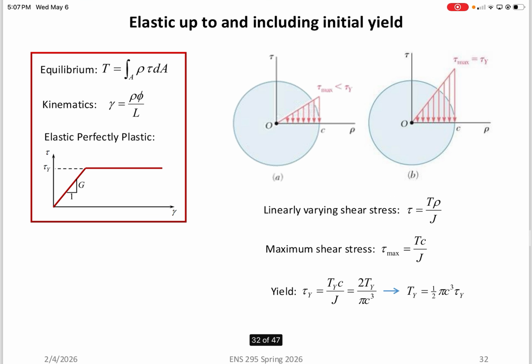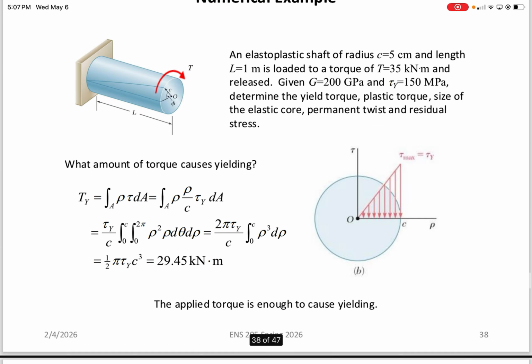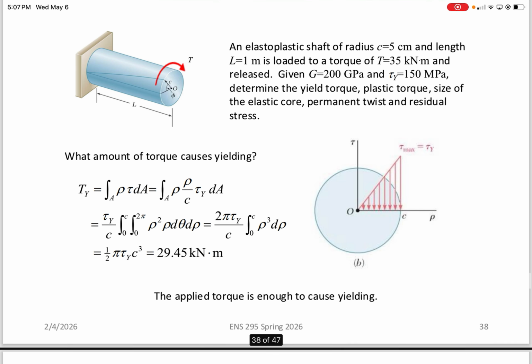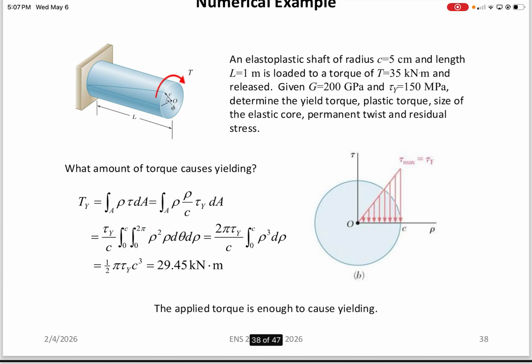When we have the elastic up to the initial yield point, we calculated that the torque at yielding is pi over 2 times the outermost radius cubed times the allowable yielding shear stress. And so when we plug all of the variables in, we end up with 1/2 times pi times the 150 megapascals times the maximum radius of 5 centimeters.